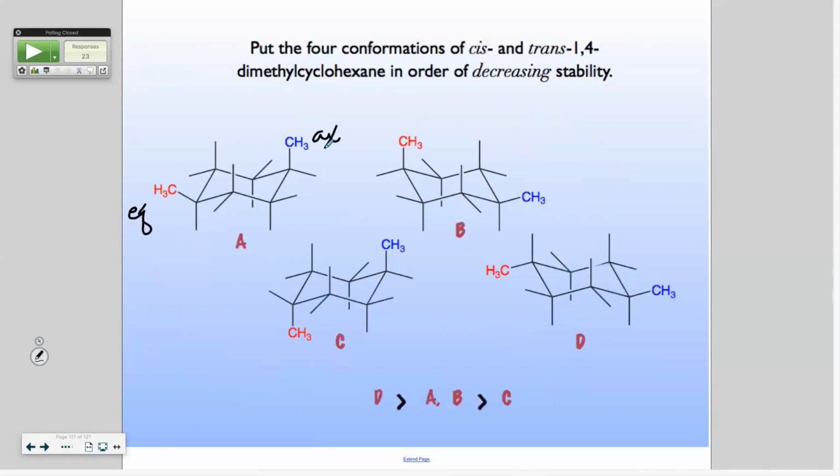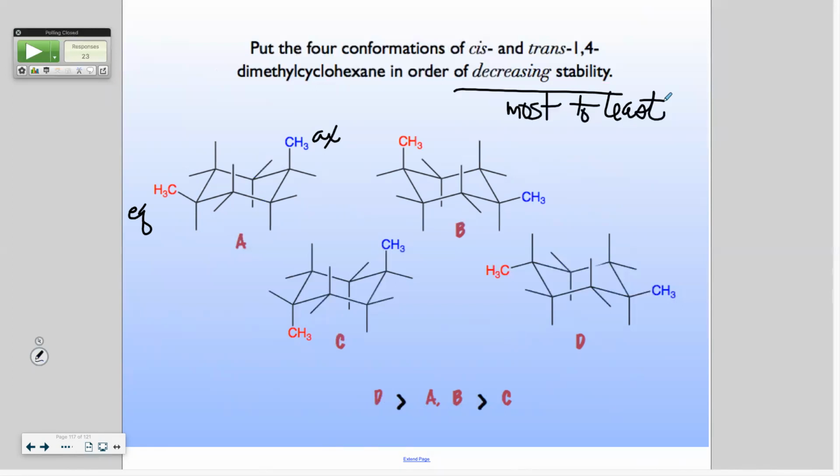Okay, so if you were going to put all four of them in order of decreasing stability, what does that mean? Right, most to least. If it's increasing, you go least to most. Okay, which one of those is the most stable? It's D because it has 0 1,3 diaxial interactions between the methyl groups and the hydrogens. A and B, we already said, were equal in stability, but they are more stable than C, right? Because C has 1,3 diaxial interactions on the top and on the bottom.